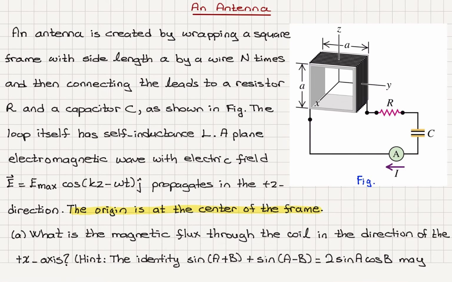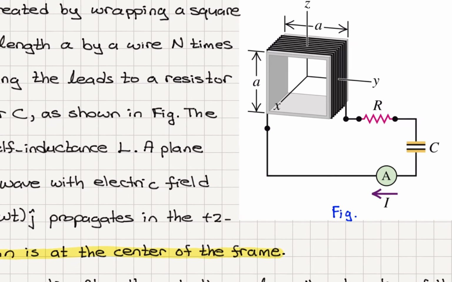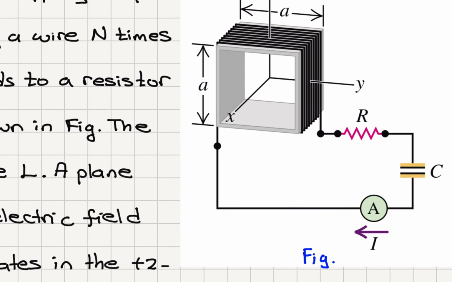An antenna is created by wrapping a square frame with side length a by a wire N times, and then connecting the leads to a resistor R and a capacitor C as shown in the figure. So, a square frame wrapped N times with a wire connected to a resistor and a capacitor in series.